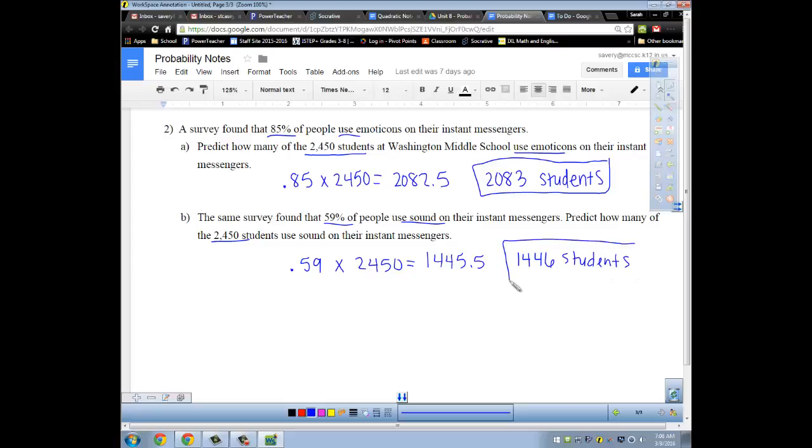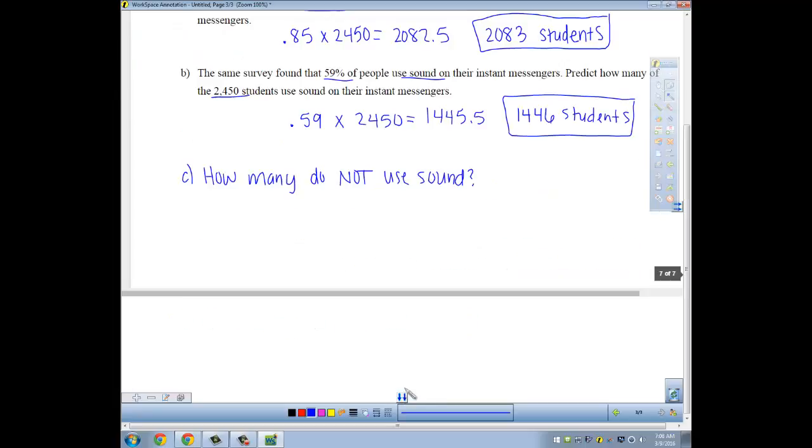Now I'm going to put an additional question at the end that goes along with part B, so please write this down. So we're going to add a part C. And let's say we were asked how many do not use sound. Now there's two ways to do this, but the best way to get the more exact answer is, well, if 59% said that they do use sound, well, percents are out of 100, so 100 minus 59, that's 41. So that means 41% said that they do not use sound.